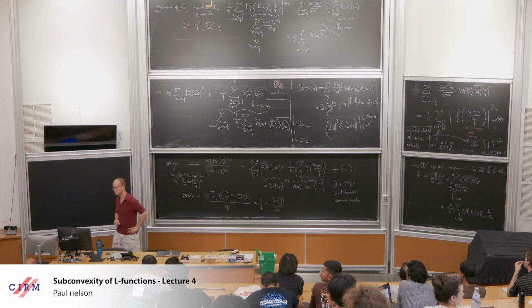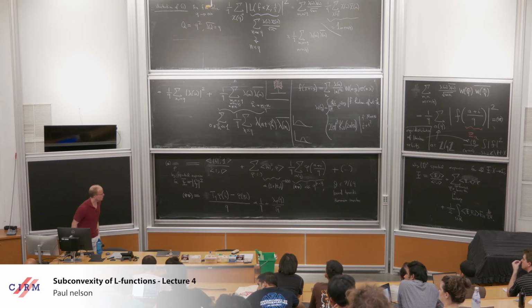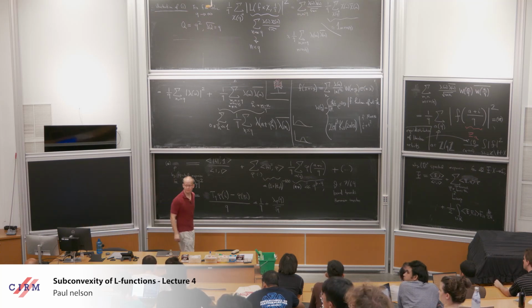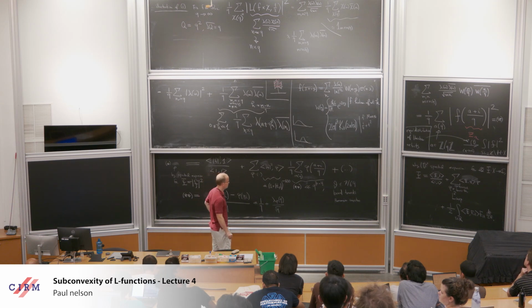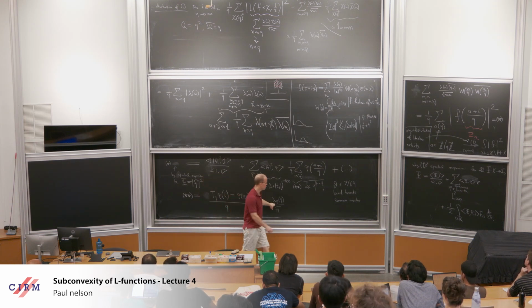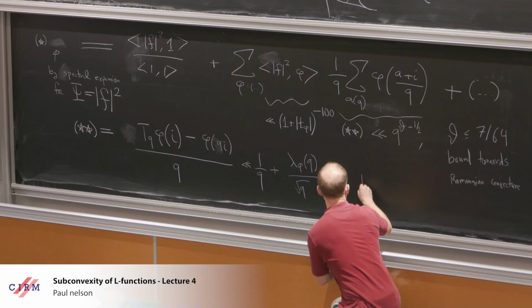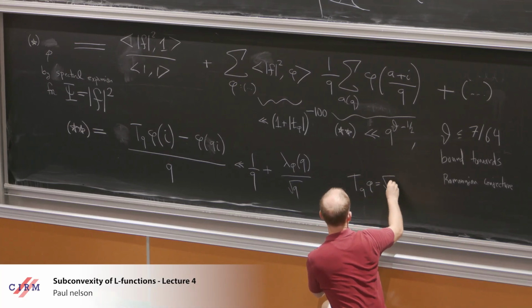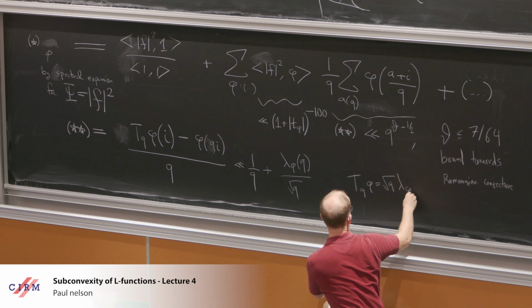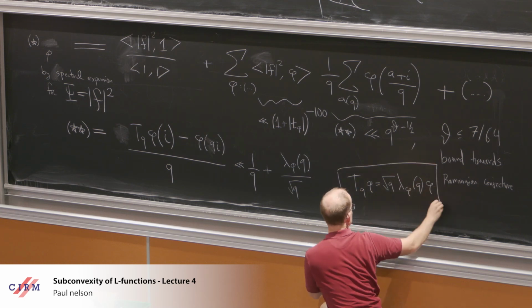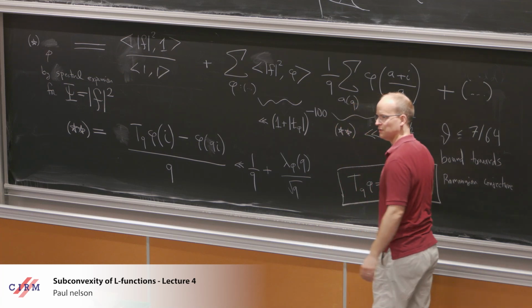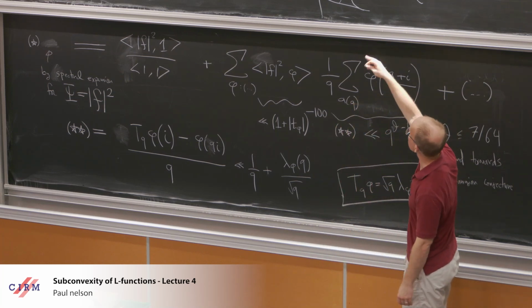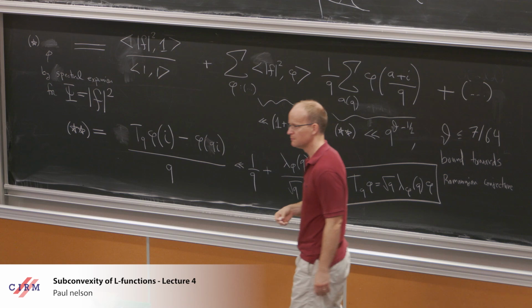Where does what come from? Oh, you say lambda phi of q. So this is saying that T_q phi is square root of q times lambda phi of q times phi. This is the definition of lambda phi of q, and it's the same lambdas that show up in these L-functions.